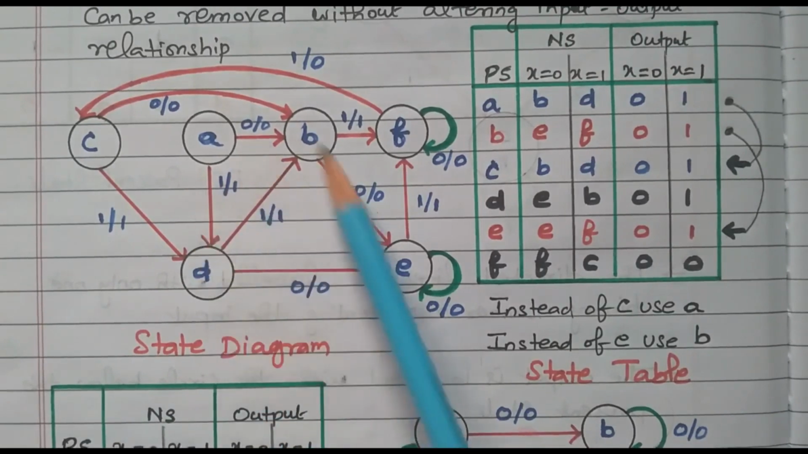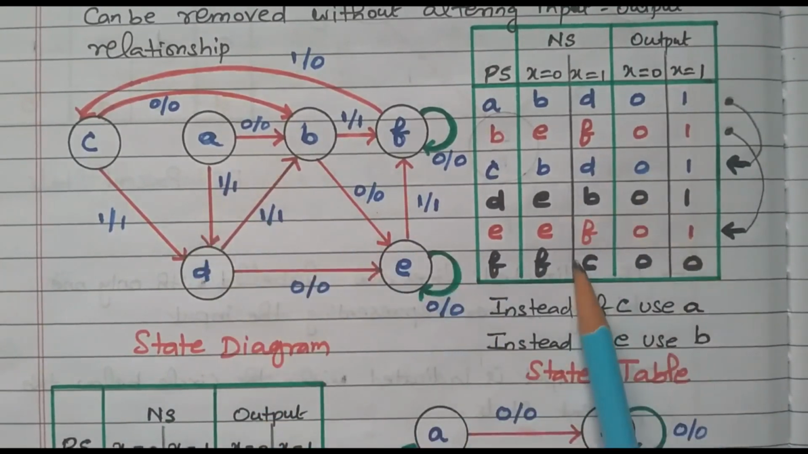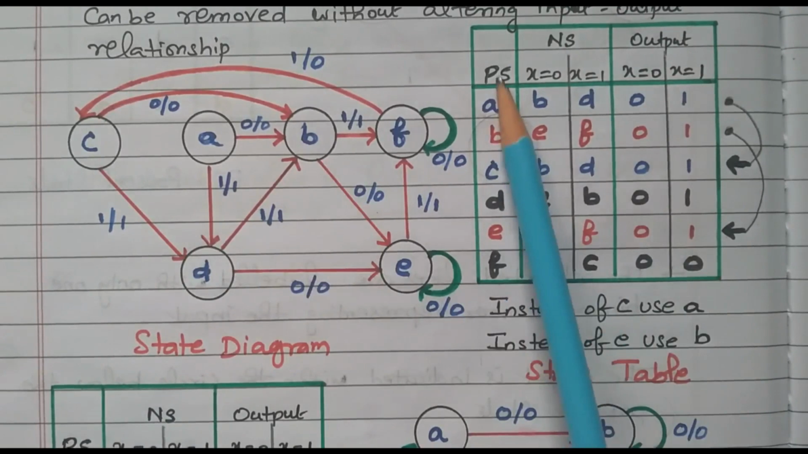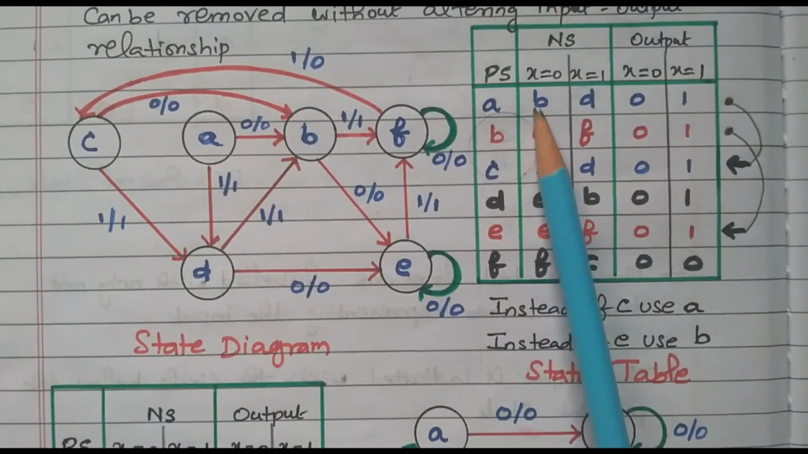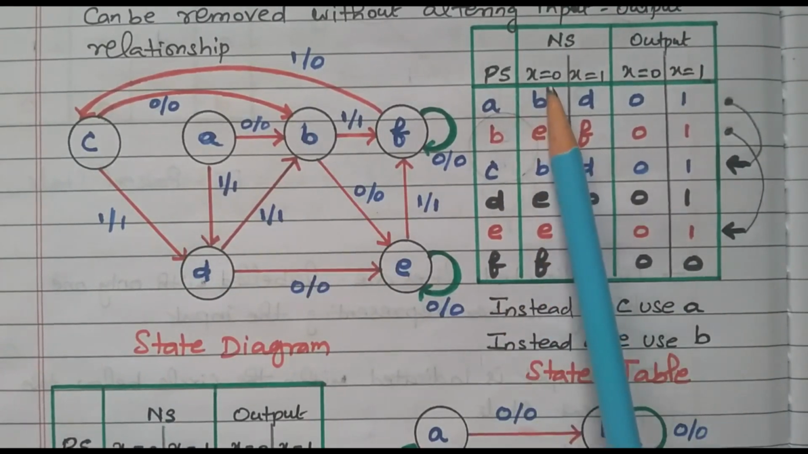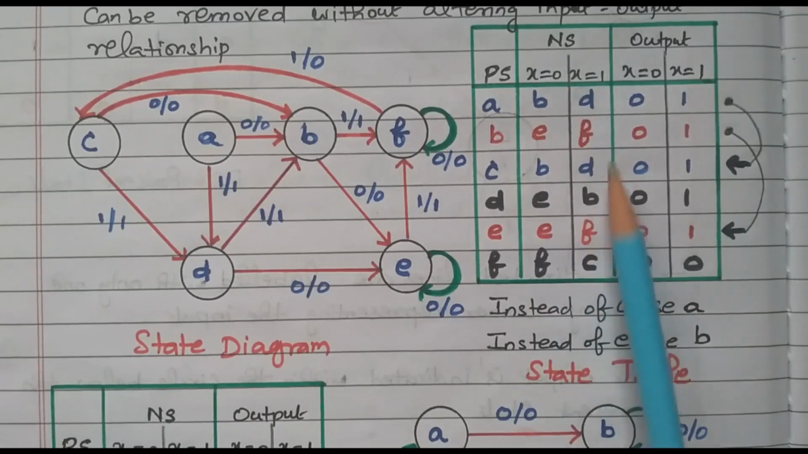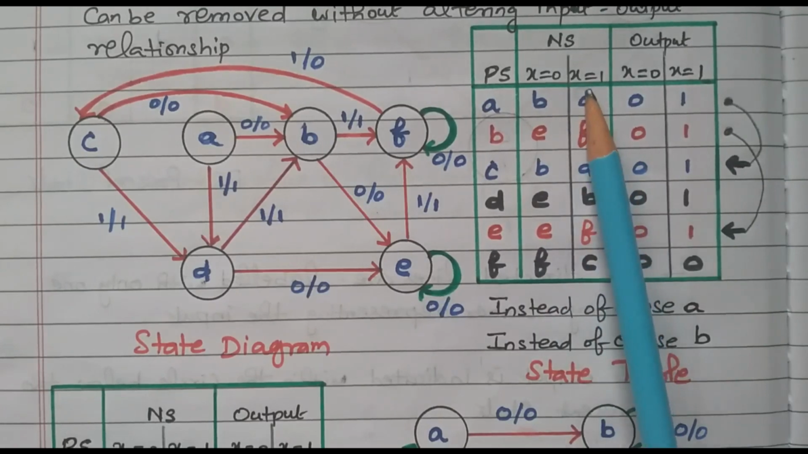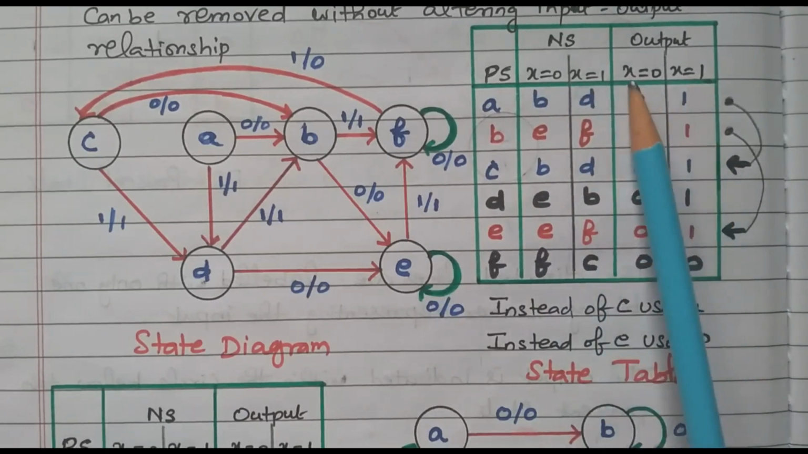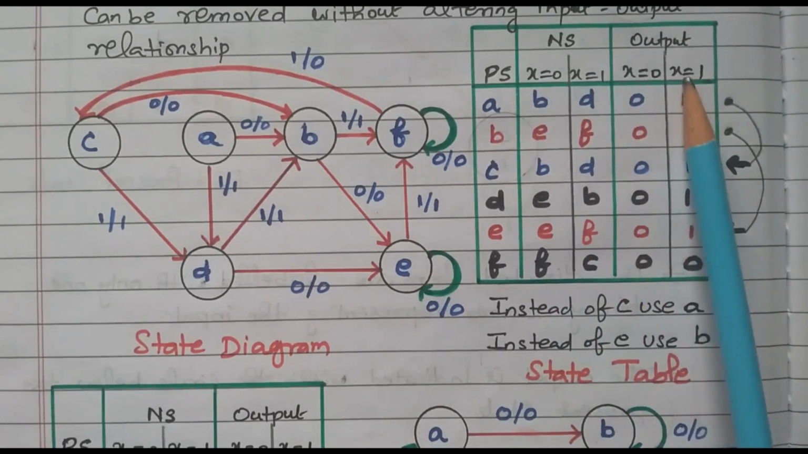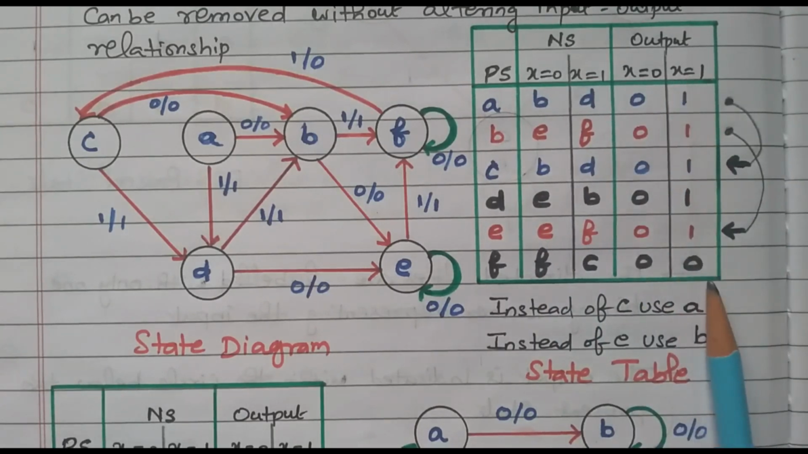So this is the state diagram. The corresponding state table is available, right? This is the present state. This is the next state when input x equal to 0, next state when input x equal to 1. This is the output when x equal to 0, and this is the output when x equal to 1, right?